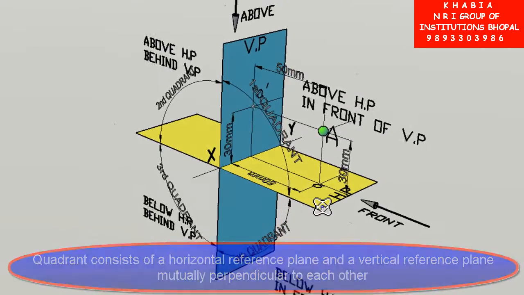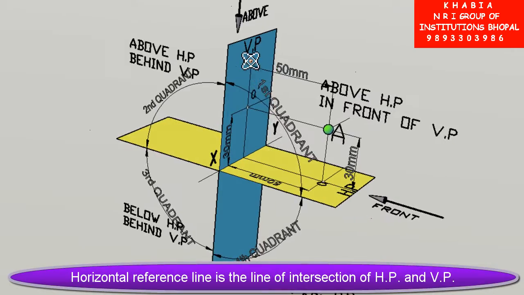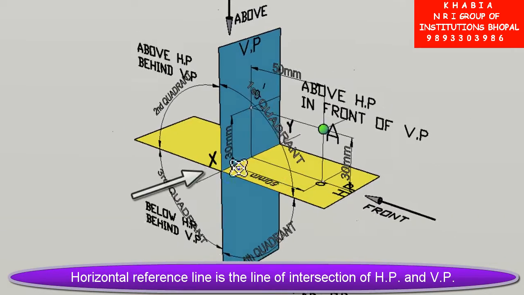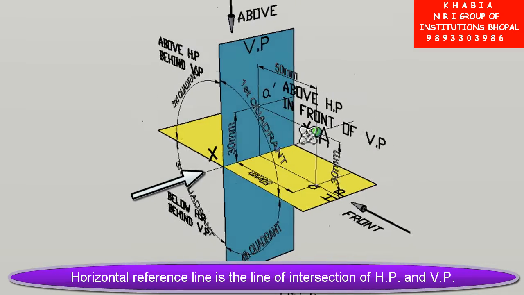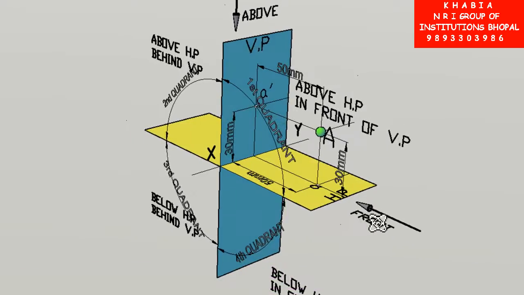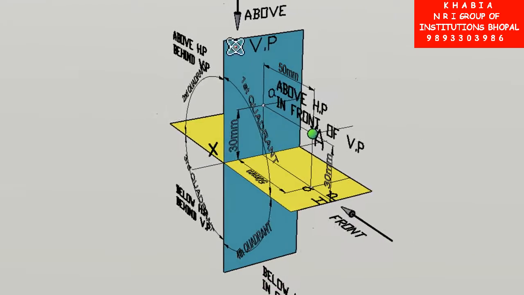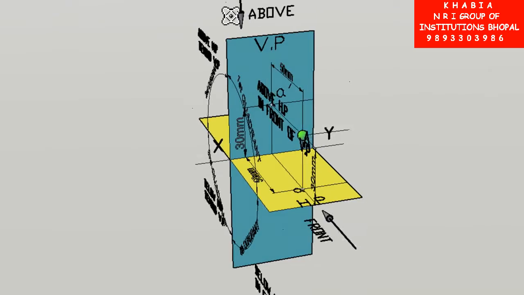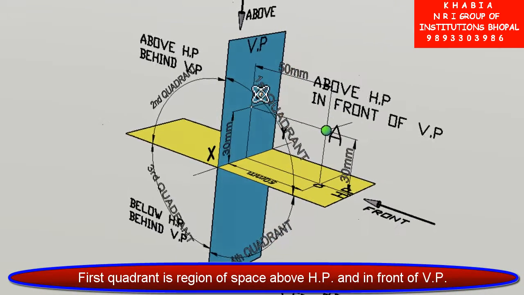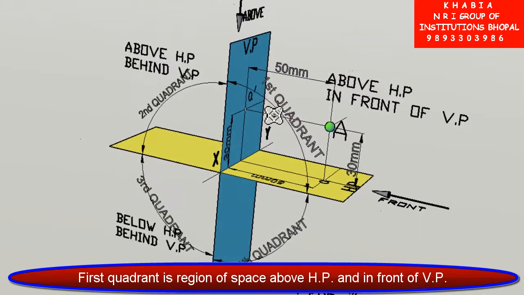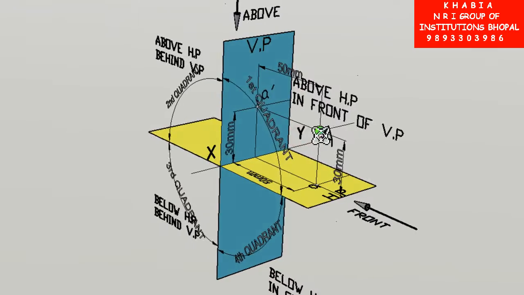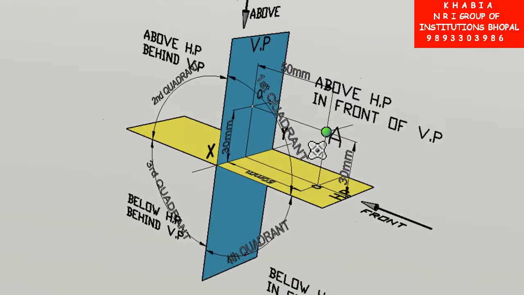The line of intersection of horizontal reference plane and vertical reference plane is the line XY, and this line is called horizontal reference line. This arrow indicates front direction of looking and this arrow indicates top direction of looking. The region of space above HP and in front of VP is called first quadrant. The center of this green colored sphere represents the point A.